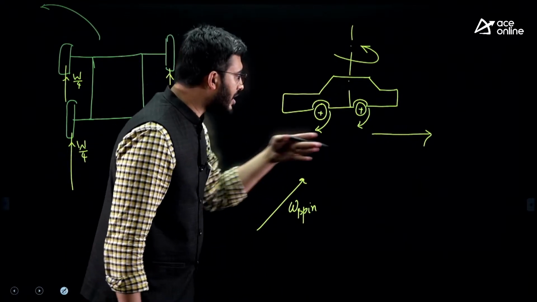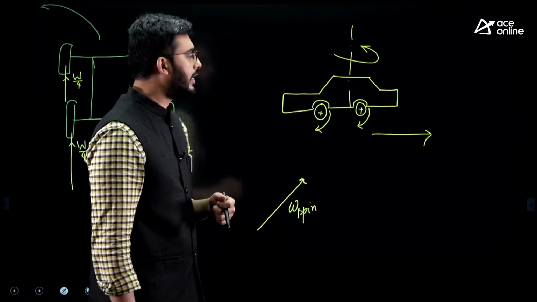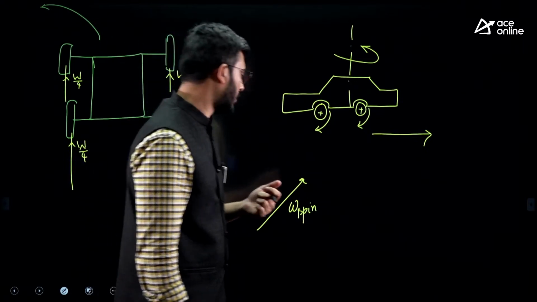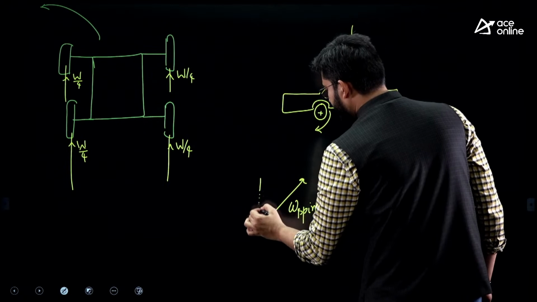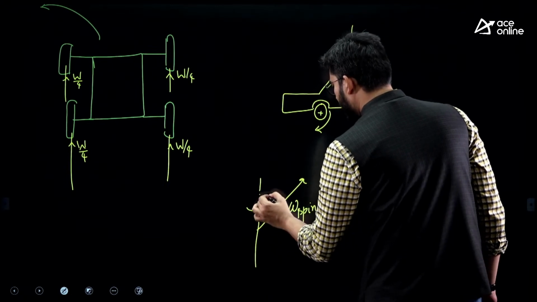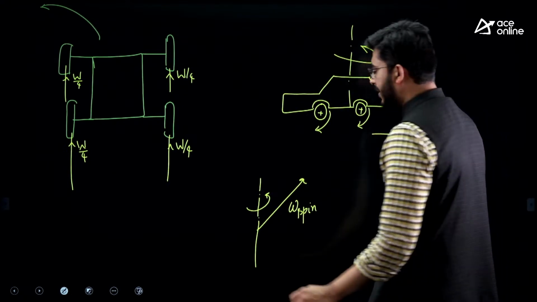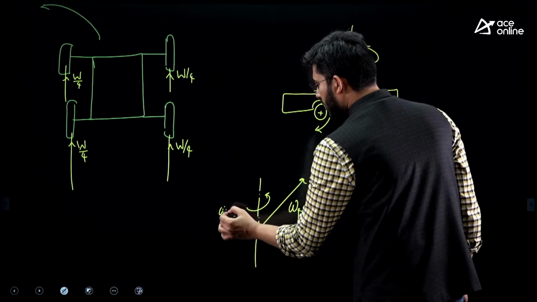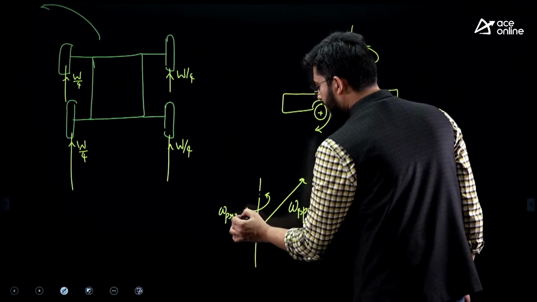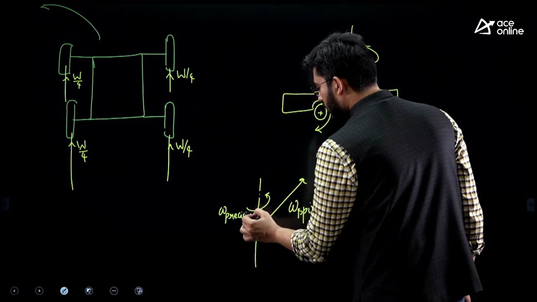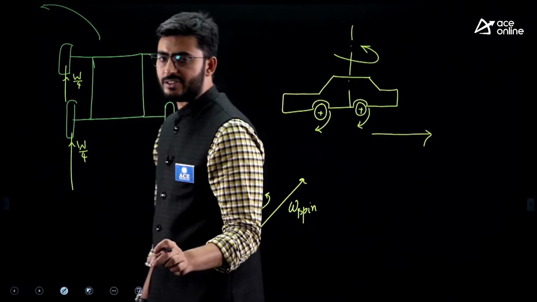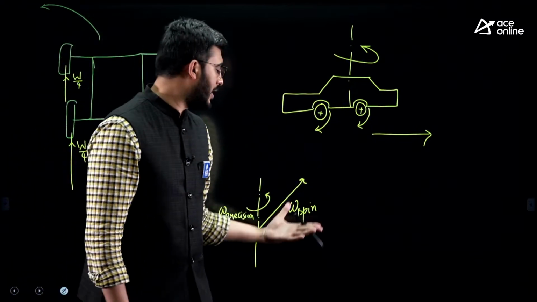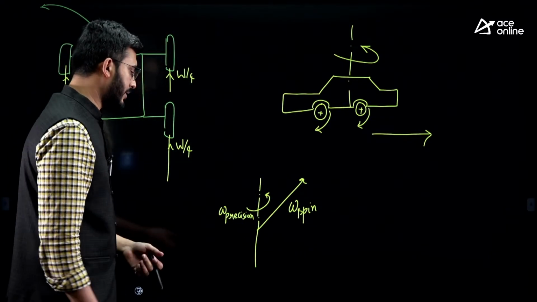This vector will cause the car to turn in the left direction. So now I need to pick up this vector and place it over here. This will be precision. I told you the trick already: rotate omega spin in the direction of omega precision by 90 degrees.